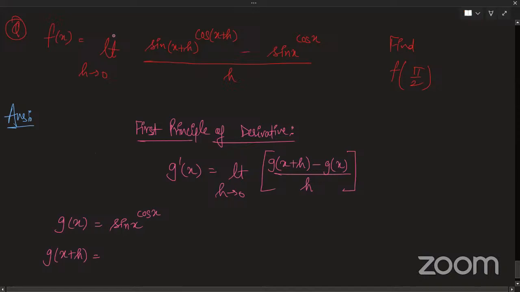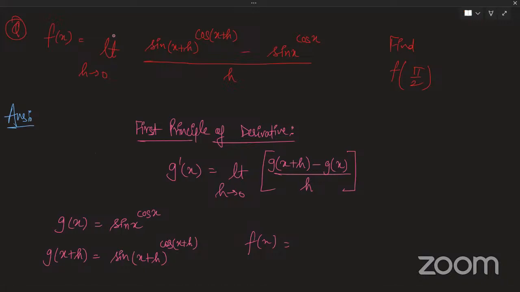Sin of x plus h raised to cos of x plus h. So what is your f of x basically? It is g of x plus h minus g of x, divided by h. So what is this thing? Can I say it is equal to g dash x?